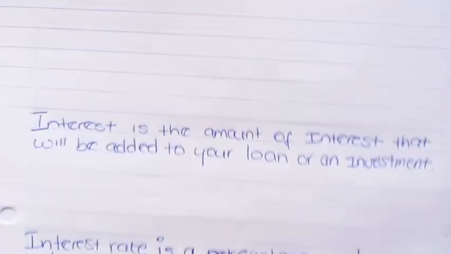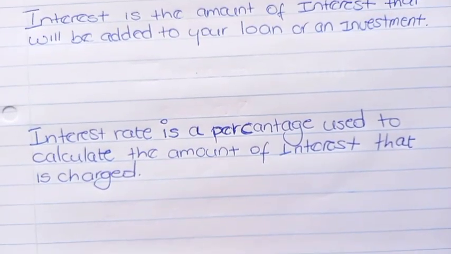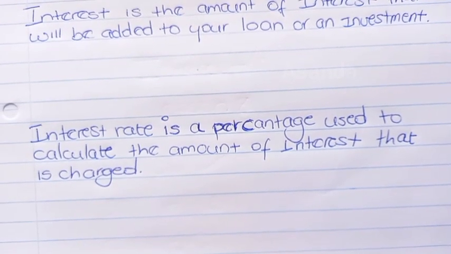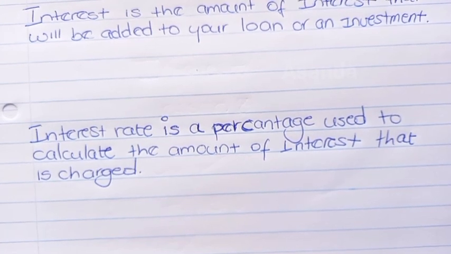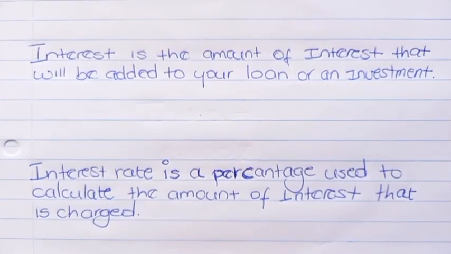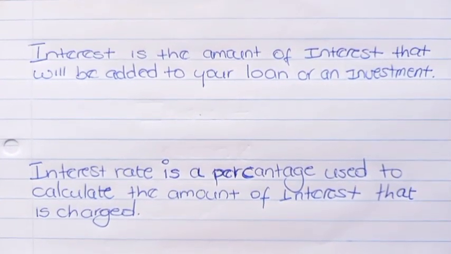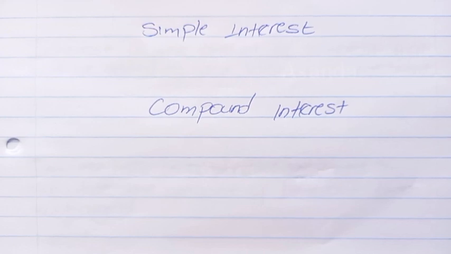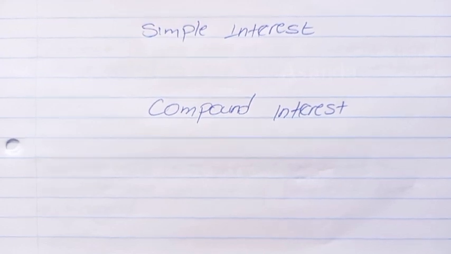Interest rate is a percentage used to calculate the amount of interest that is charged. It's what we use to calculate interest, and interest is, of course, the extra money that will be added to your loan or an investment. So how do we calculate it? On our grade 12 syllabus, we have simple interest and compound interest. So let's know the difference.